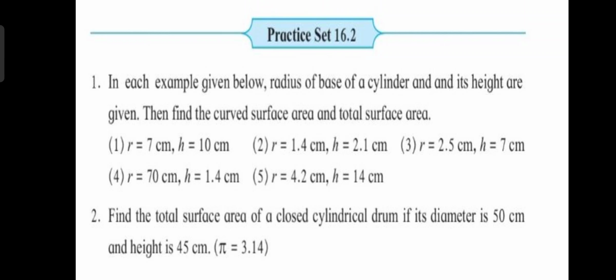We have done practice set 16.2, the first part. Now we'll go with the second part. Find the total surface area of a closed cylindrical drum if its diameter is 50 centimeters and height is 45 centimeters. Normally we take the value of pi as 22 upon 7, but here it is mentioned that the value of pi will be 3.14.